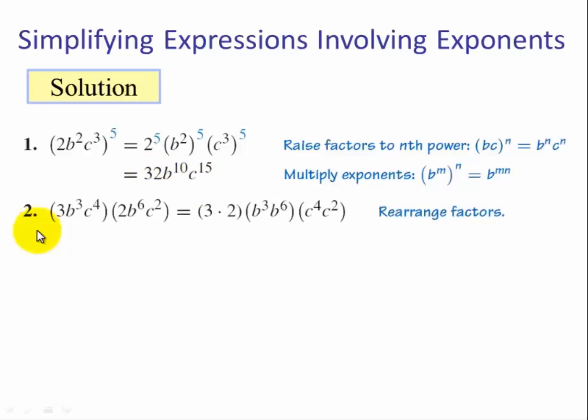Number 2, first we want to see that we have this expression multiplied by this expression, so we're not raising powers to powers. So now we can multiply the numbers. 3 times 2 is 6. We have b to the 2nd times b to the 6th, so we will add these two up, and then we have c to the 4th times c squared, and that will be c to the 6th. So our final answer is 6, b to the 9th, c to the 6th.